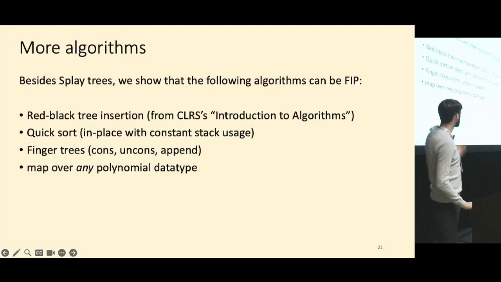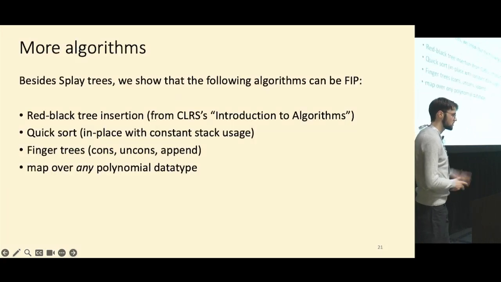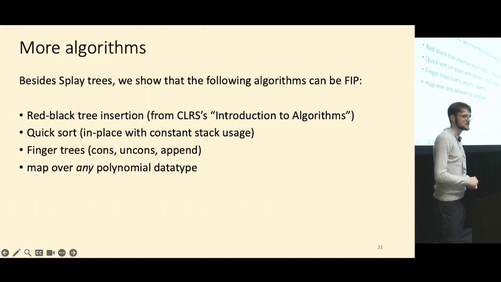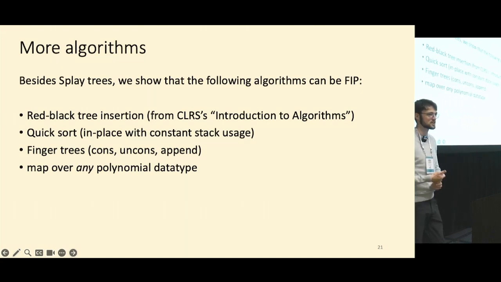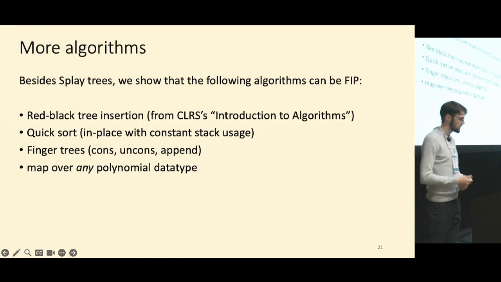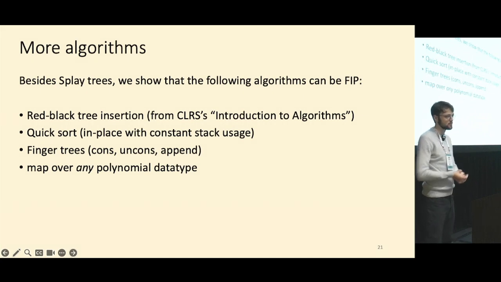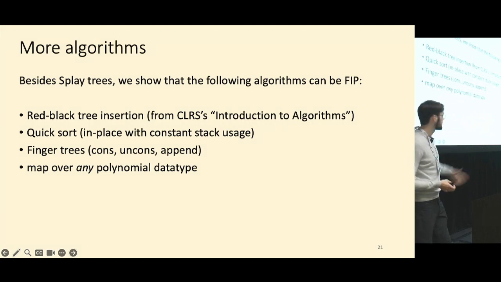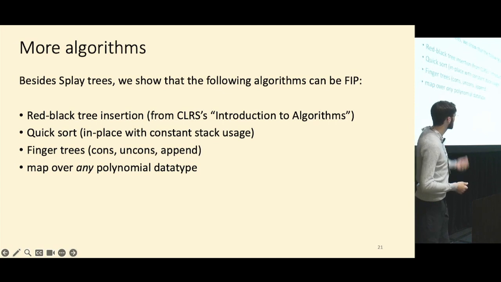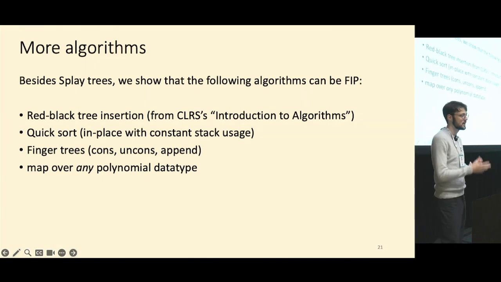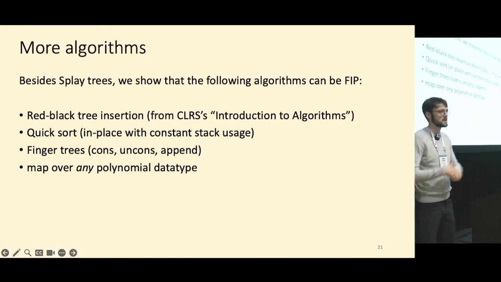In our paper, we have a bunch of algorithms like this. We show red-black tree insertion, where we use exactly the same algorithm as the Introduction to Algorithms book. We show quicksort, which is in place and also has constant stack usage, finger trees, and a map over any polynomial data type. And all of these algorithms don't have allocation or deallocation, and they have constant stack usage, as long as you pass in unique arguments.